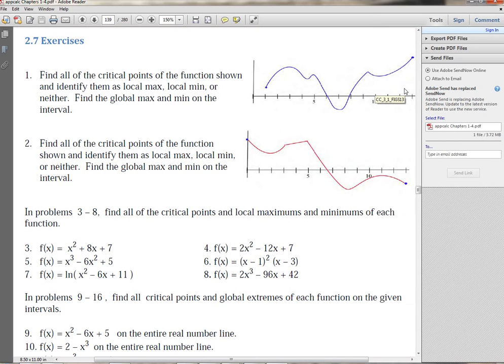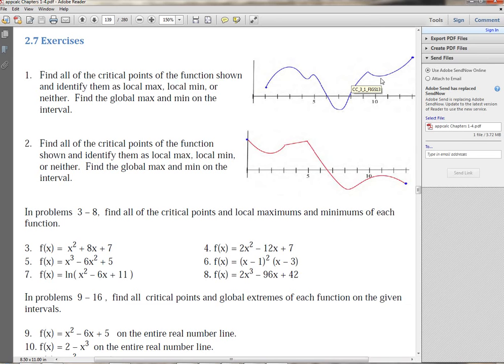And then the minima would be where? 1. Where else? 4. 7. 10. It's a little higher than 10, but 11 seems like it's a bit too high. So I put 10. And then number 2 is pretty much the same thing, right?